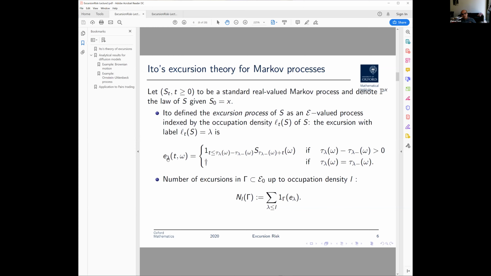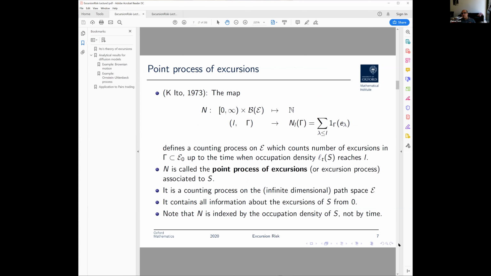And as we saw, the excursions are labeled by this occupation density L. As L increases, it's like increasing time. So instead of counting the number of excursions in gamma up to time t, the natural thing with this parameterization is to count them up to occupation density L. This is what Ito defined. And so Ito called this the point process of excursions of the process S.